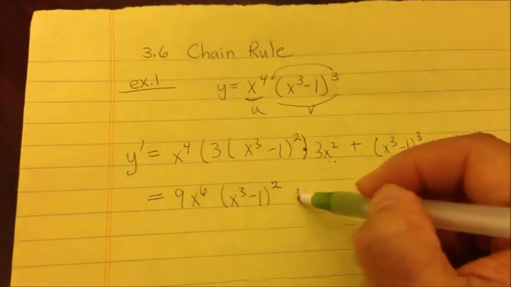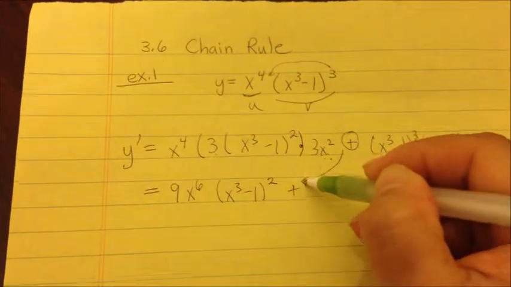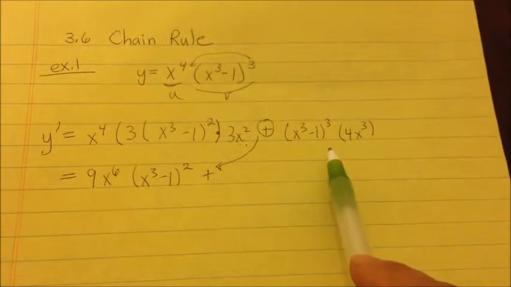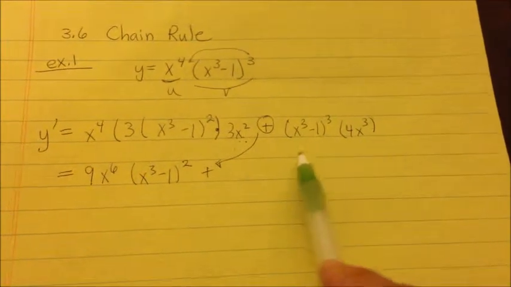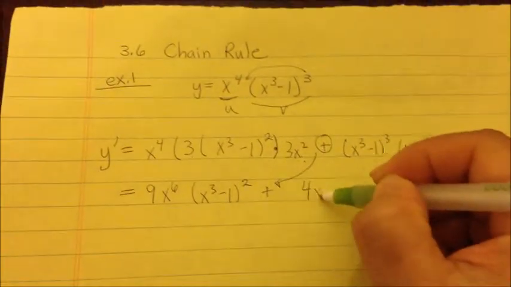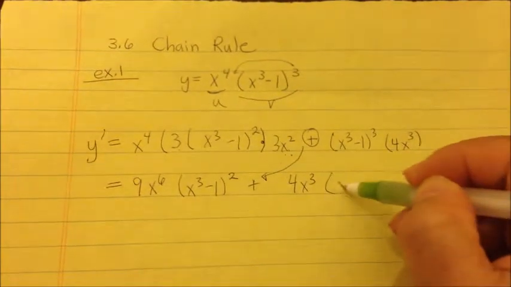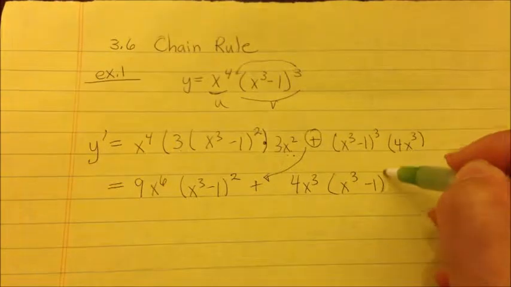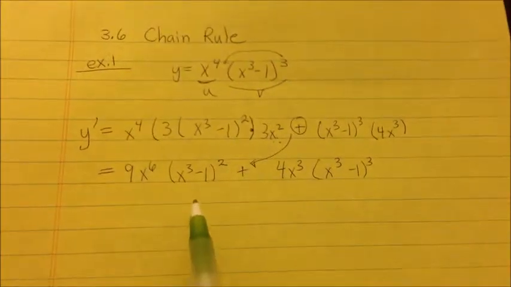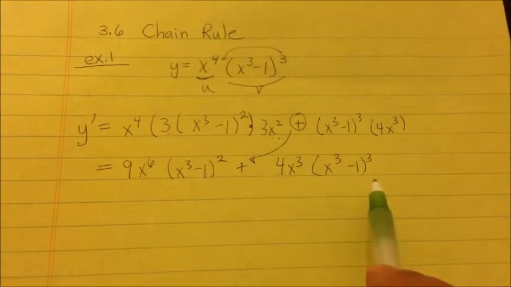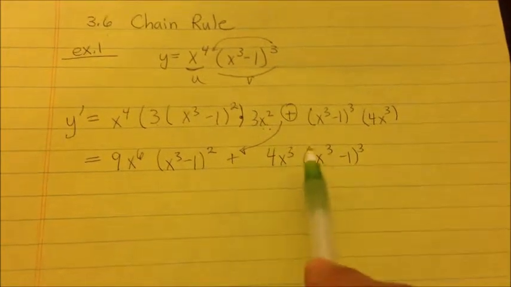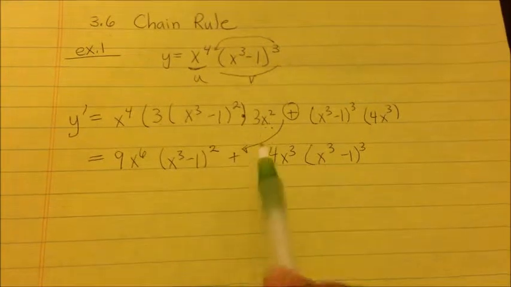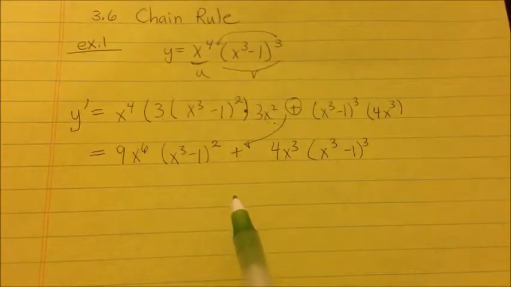So now it's plus, only because of this plus right there. I don't think I can even do anything with that, so I'm just going to bring the 4x to the 3rd up in the front. So we have this 4x to the 3rd, parentheses, x to the 3rd minus 1 cubed. And I don't think I can combine like terms or anything like that. You may be able to factor out these parentheses, 2 of those guys right there, but I wouldn't even touch that part. I would just leave it as it is right now, okay?